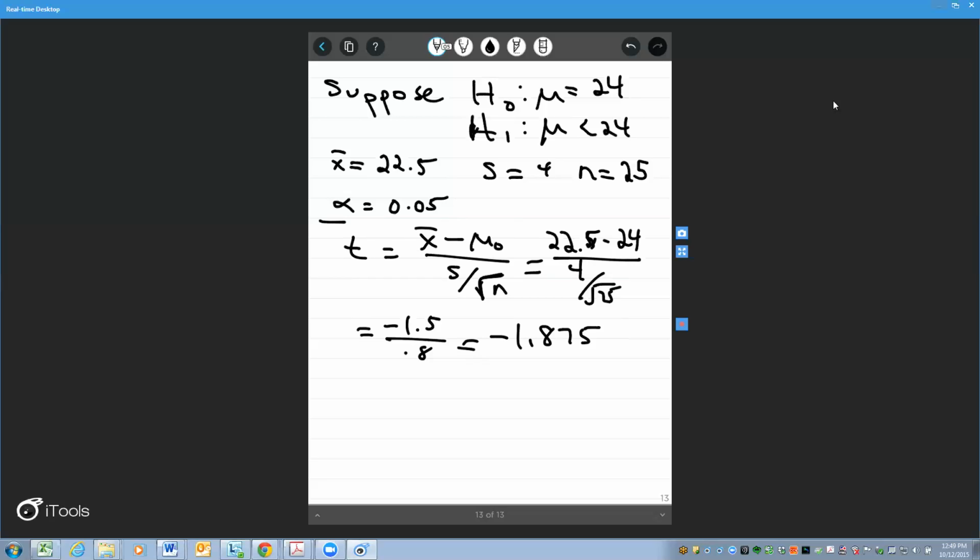So that is my t value. What that means is that if I assume the population mean is 24, I would need to walk 1.875 steps to the left of that mean in order to get to my observed value.